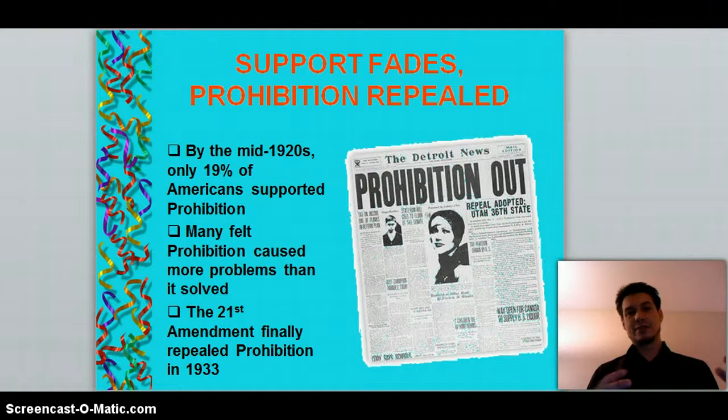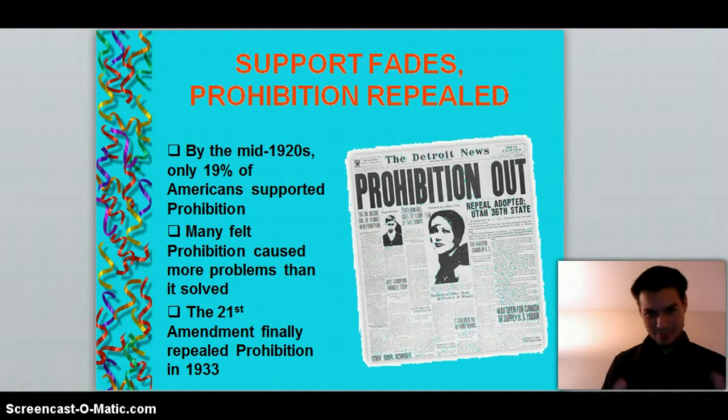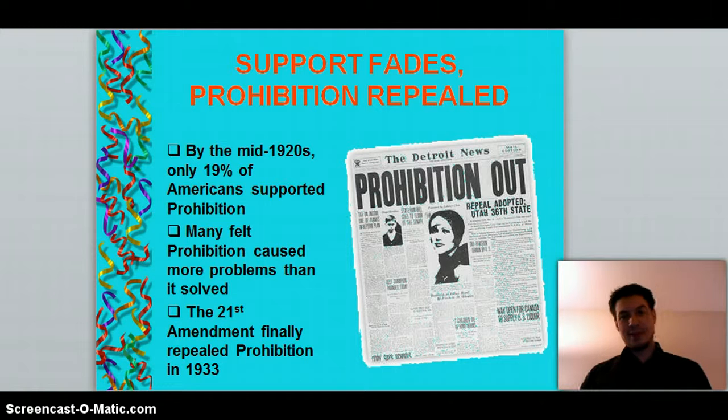Now, support ends up fading by the mid-1920s. Only 10% of Americans actually supported Prohibition, and many felt that it caused more problems than it actually solved, which was true. So with the 21st Amendment, the first time ever that an amendment repealed another amendment, the 21st Amendment says, finally, Prohibition is ended in 1933.